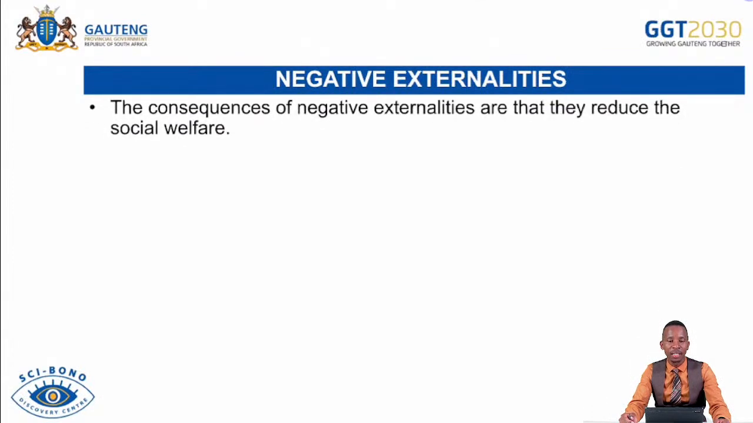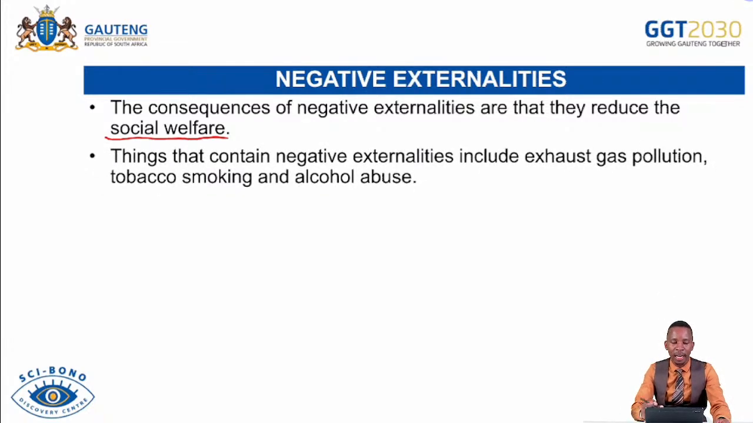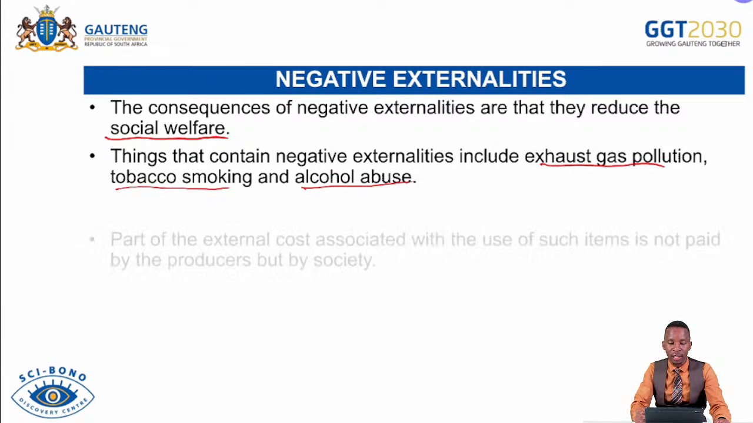So the negative externalities. The consequences of negative externalities are that they reduce social welfare. We know that negative externalities are always reducing social welfare gains. So they result in a reduction of social welfare because people and society are always compromised if ever there's a negative externality. Things that contain negative externalities include exhaust gas pollution, tobacco smoking, and alcohol abuse. They contain the negative externality.